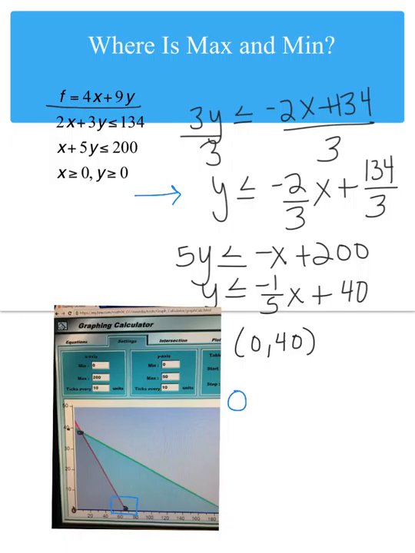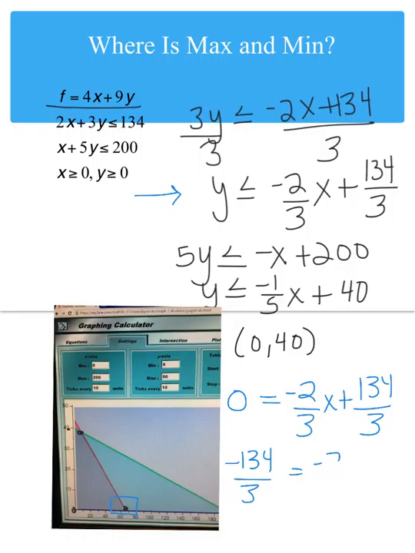So if we plug in 0, and we're going to subtract 134/3 from both sides, and multiply both sides by negative 3/2, this is going to give us our x value. When you do that, you're going to end up with x is equal to 67. So I know that this point here is 67, 0.